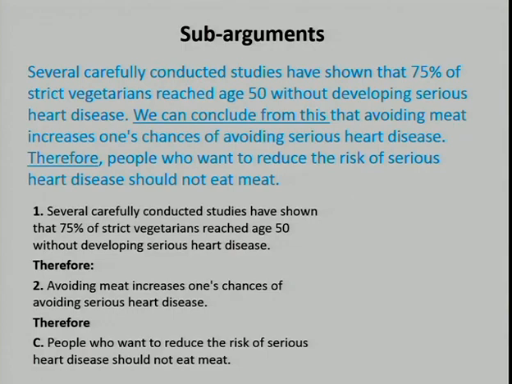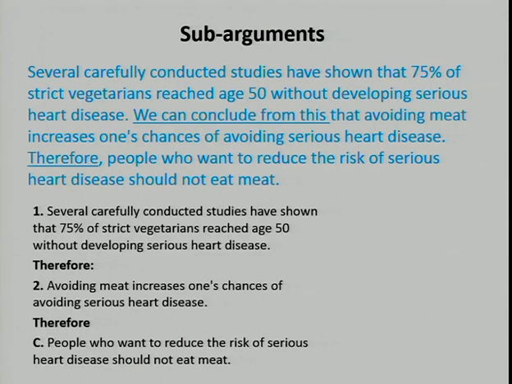So what is a sub-argument? It's this type of creature, right? And we've had this as well. So here it's already underlined. We have two, and this is an easy one because it gives us signposts. We have two conclusion indicators, right? We can conclude from this that avoiding meat and so on and so forth. And then from that, we conclude another thing, therefore, people who want to reduce the risk of cancer or heart disease should not eat meat. So two conclusions and three premises and two conclusions.